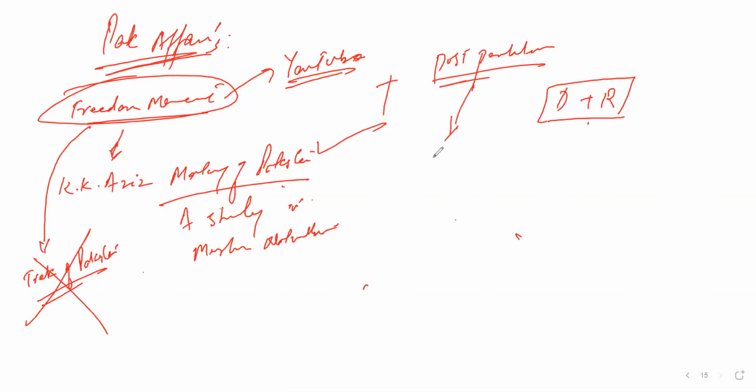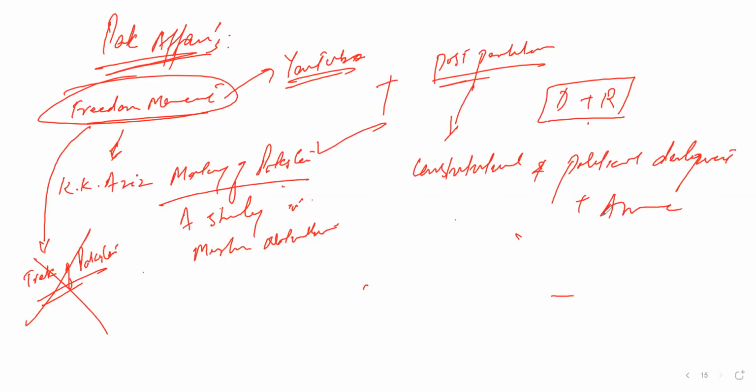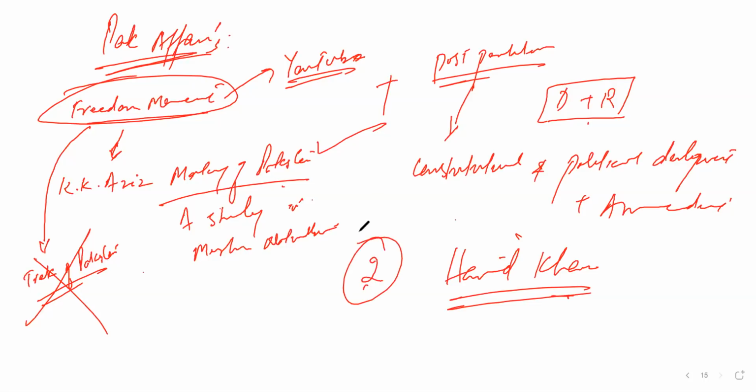However, focus on constitutional and political developments plus amendments. For that, I would recommend Hamid Khan. Hamid Khan is the best book. You don't have to go anywhere else. From this portion you will come across minimum two questions in any paper, sometimes more than two. Freedom movement and your constitutional political development. You would come across two questions in Pakistan affairs.